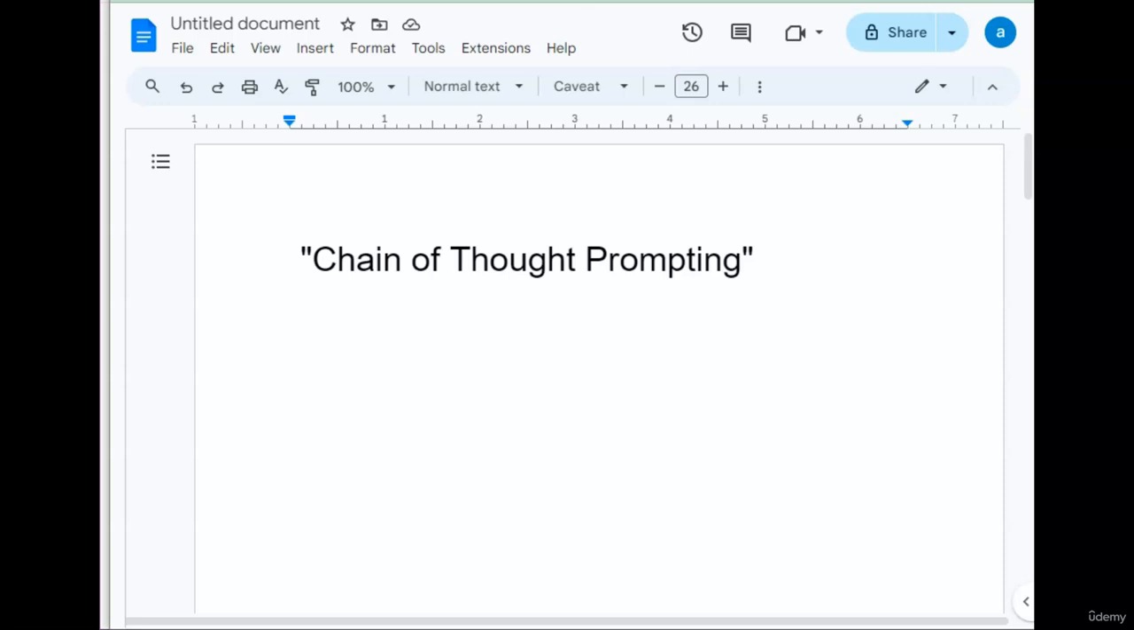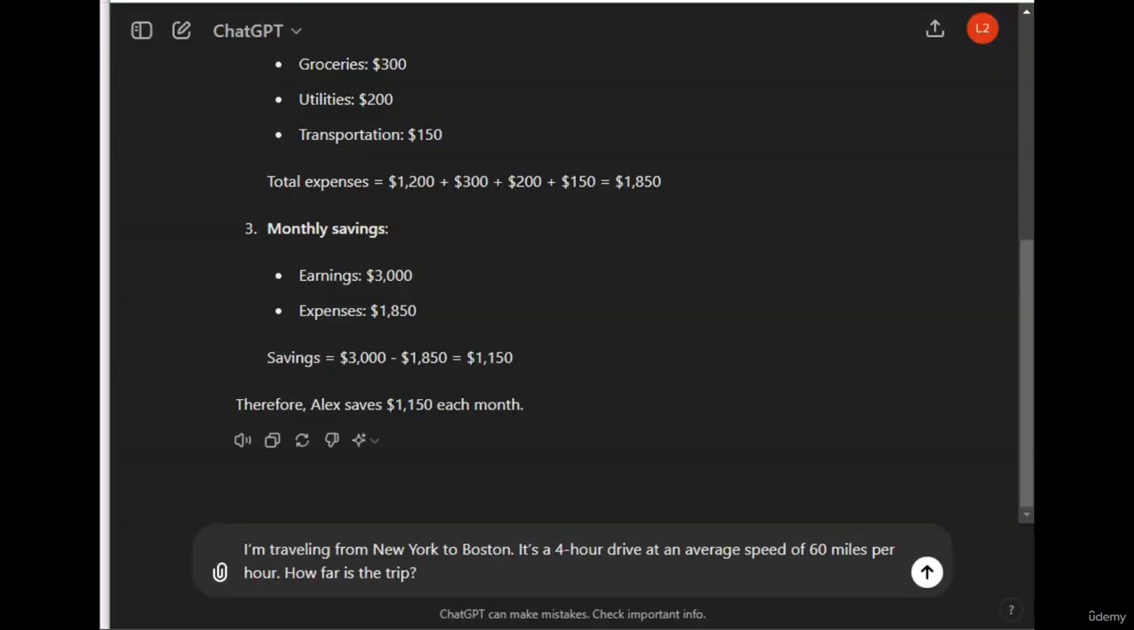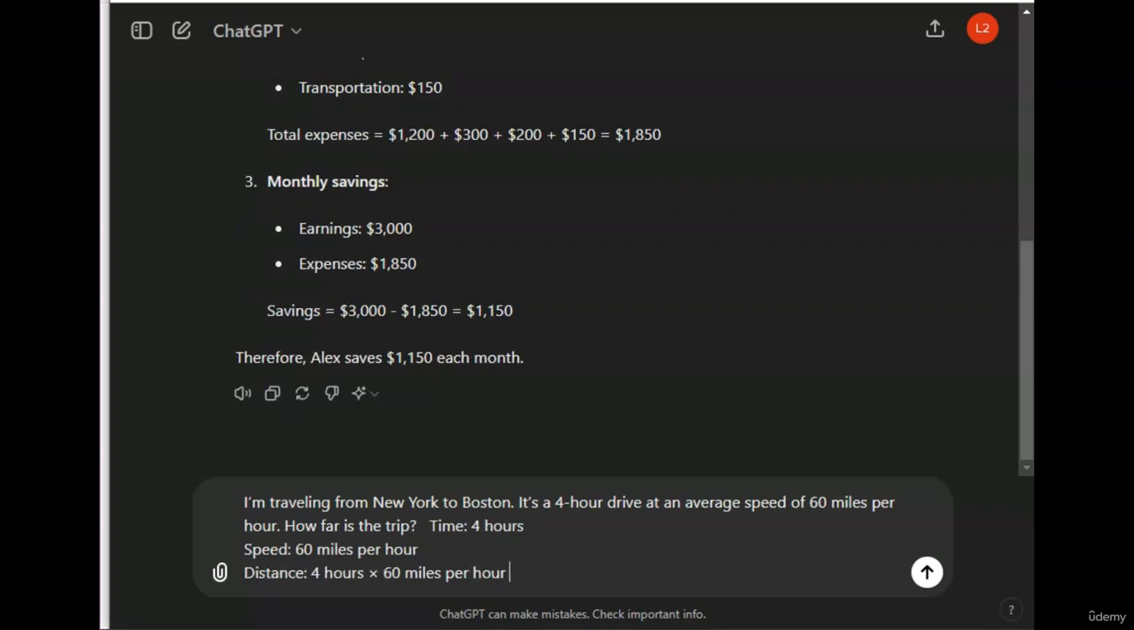This improvement is due to models' ability to process information in a logical sequence, mimicking the human thought process. Now let's consider a few more real-world examples. Suppose we are planning a road trip. I am traveling from New York to Boston. It's a 4-hour drive at an average speed of 60 miles per hour. How far is the trip? Breaking it down, time equals 4 hours, speed is 60, distance equals 4 times 60.